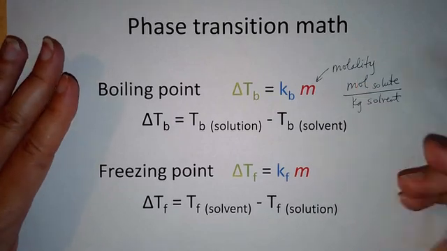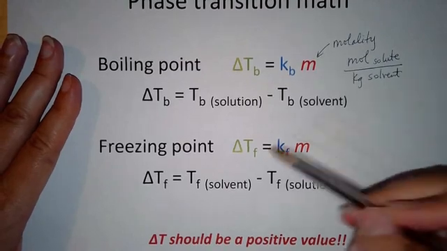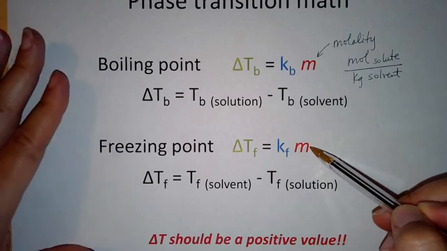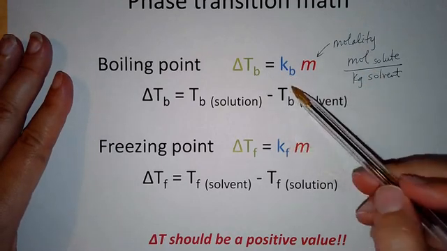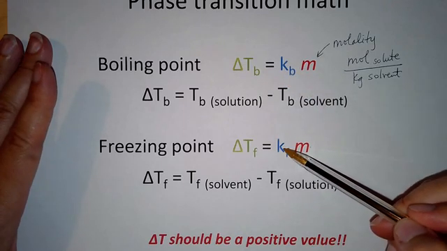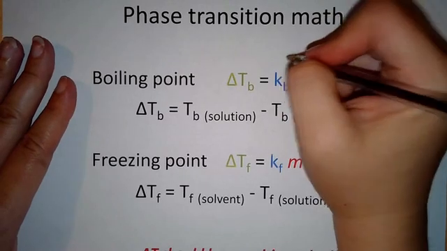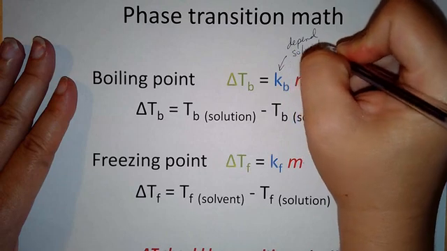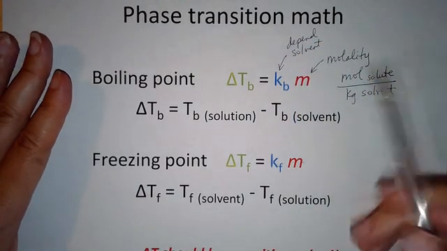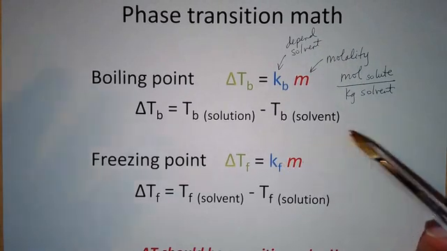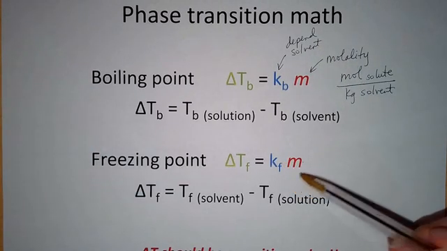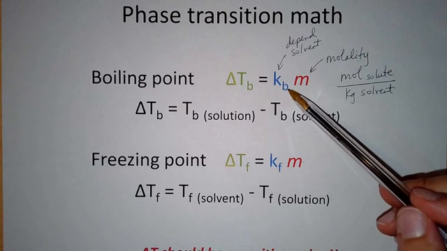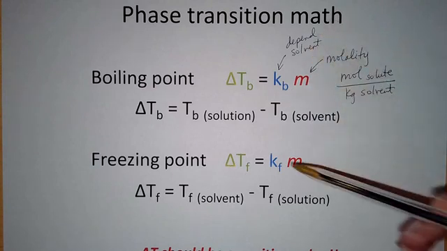So freezing point looks very much the same, looking for the change in temperature proportional to the molality again. Now these K values that we have here are the proportionality constants. So these constant values depend on the solvent, not the solute. So it depends on what you're making your solution out of. And these values will usually be given in the equation. There's something you can look up online as well. So they are for the solvent. So they are labeled Kb for the boiling point solvent constant, or Kf for the freezing point constant.